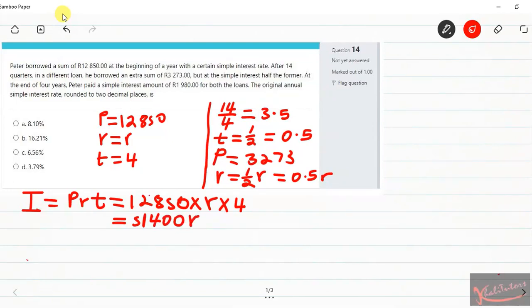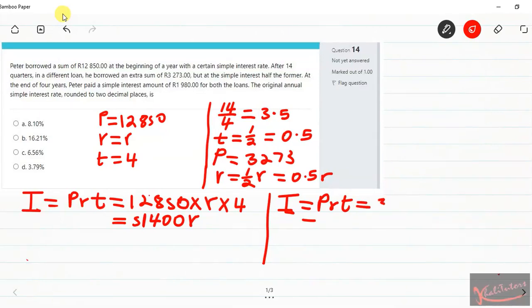51,400 R. Okay, so this is the interest that the bank is gonna get. Okay, so for the second loan, let's use that one. For the second loan, what is the interest? Okay, we're gonna use this second loan. We use the same equation, P R T equals, okay, let's just say equals to here.